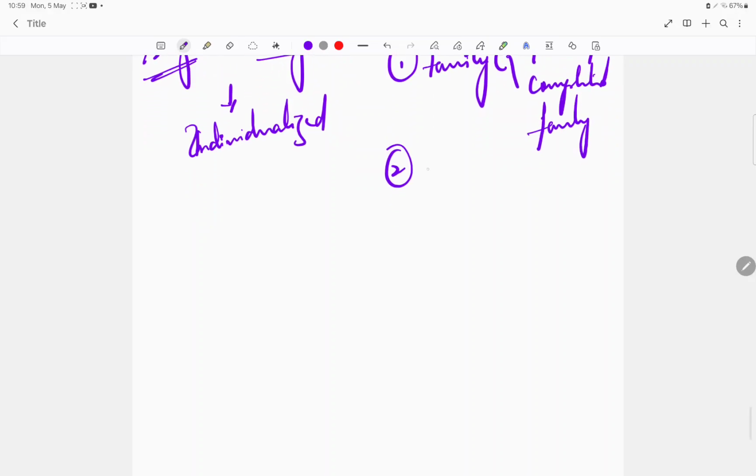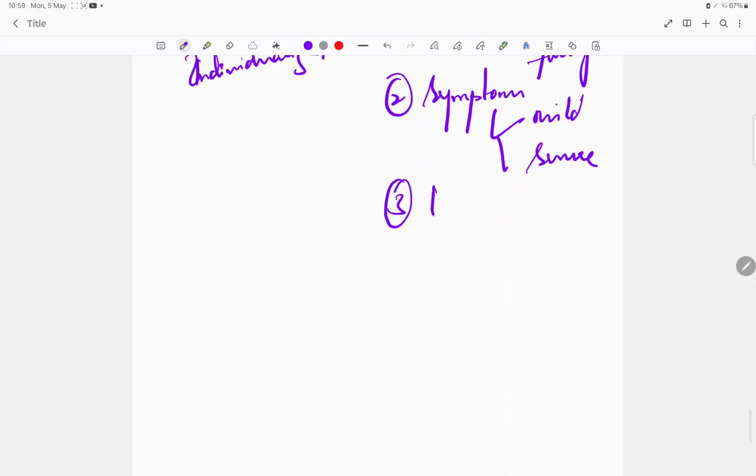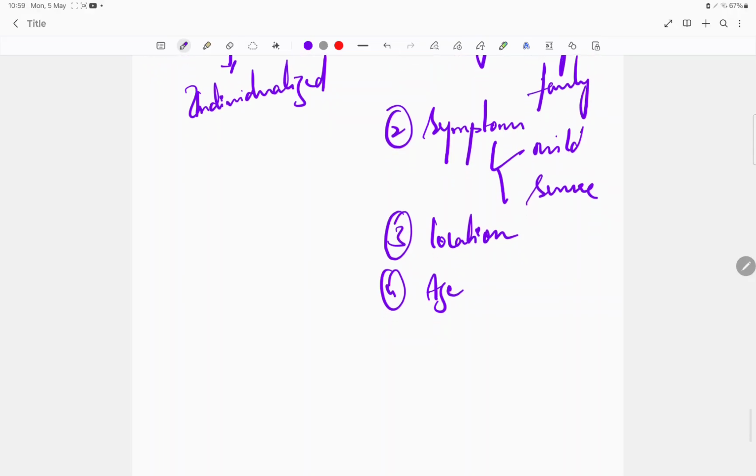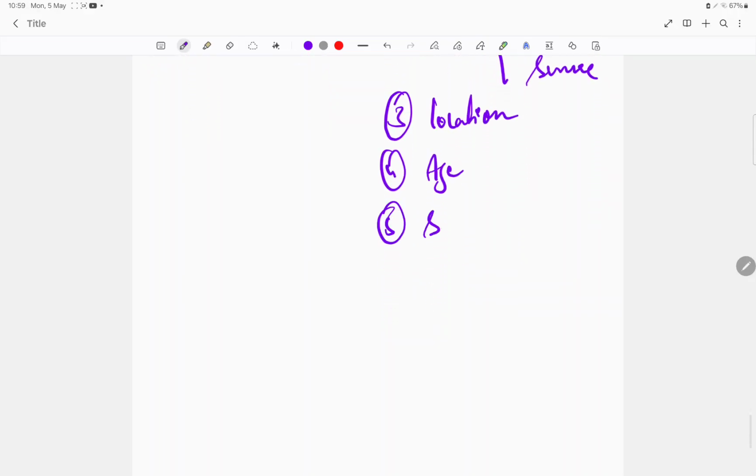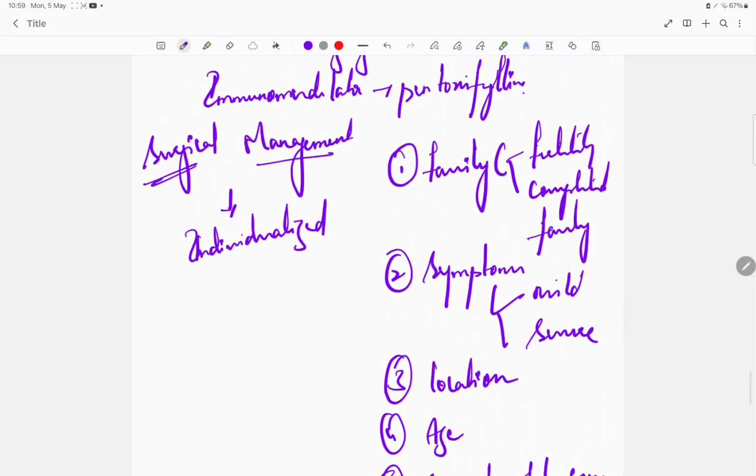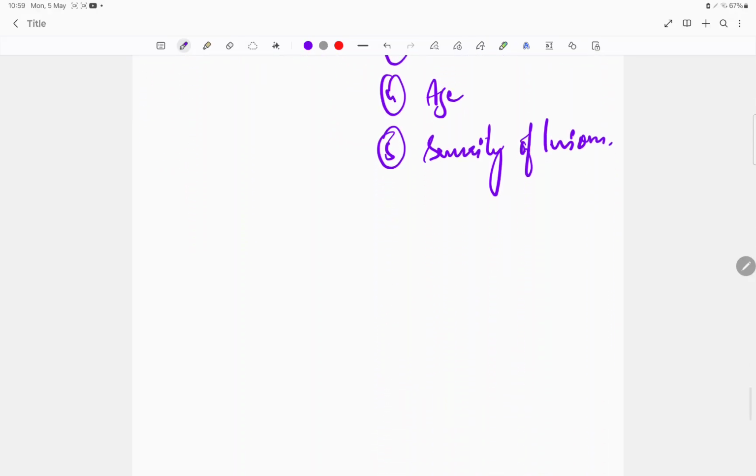Second, whether she has symptoms, whether it is mild or severe. Third, based on the location. Fourth, based on the age. Fifth, based on the severity of lesions. Okay. And last, the socioeconomic status.